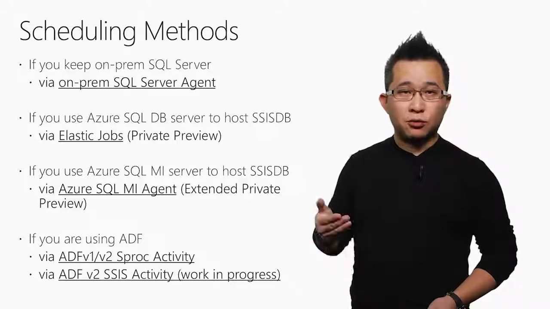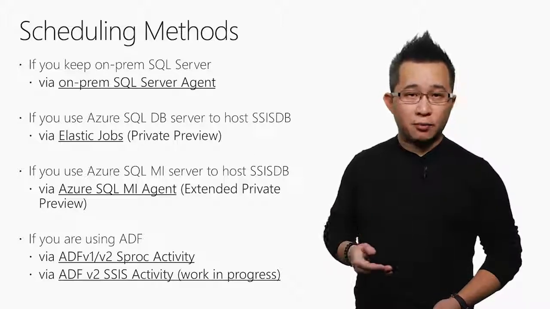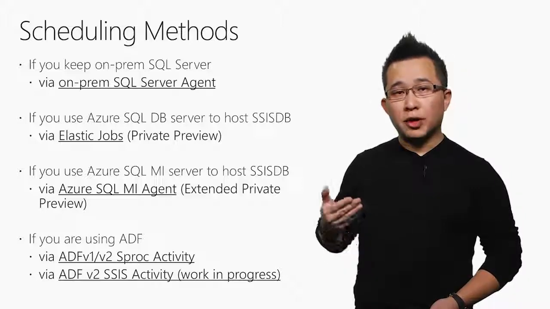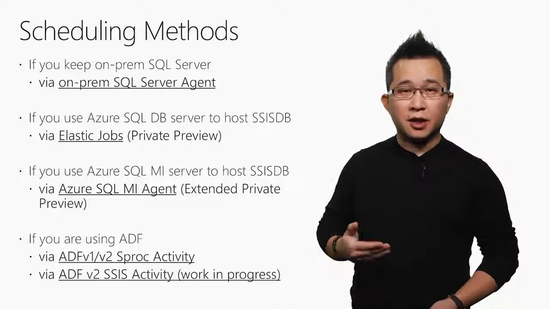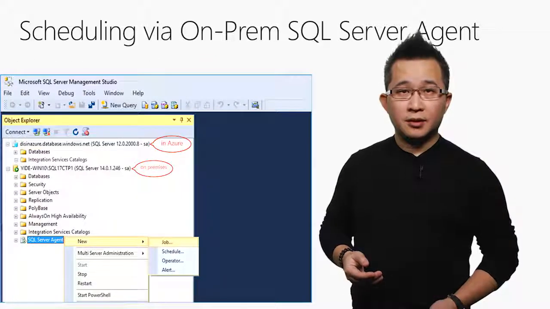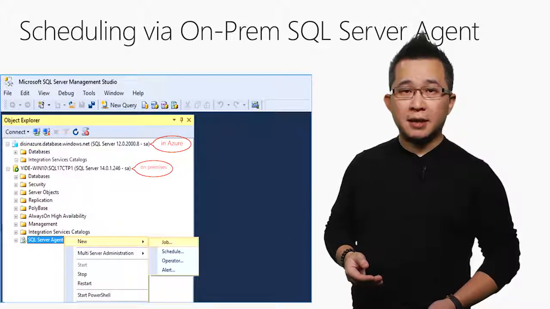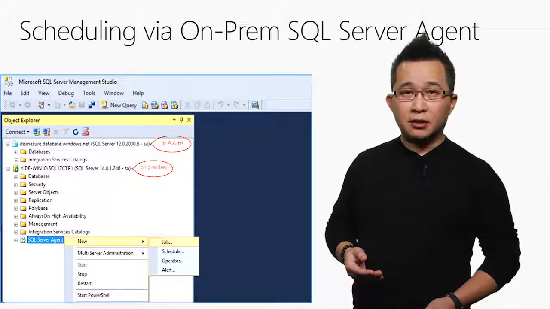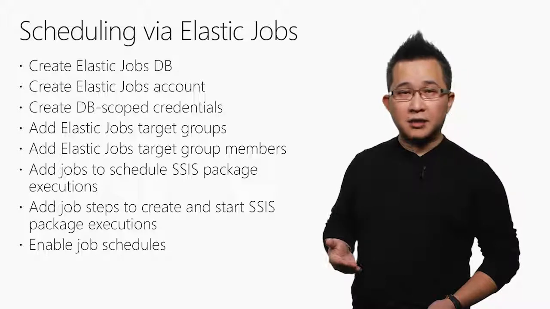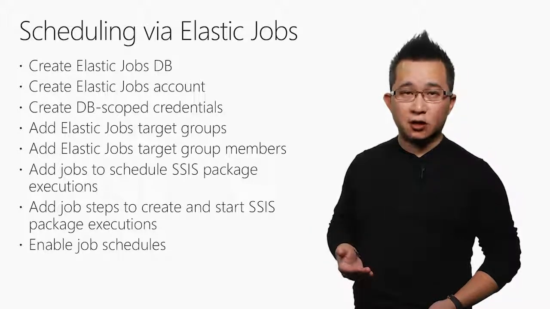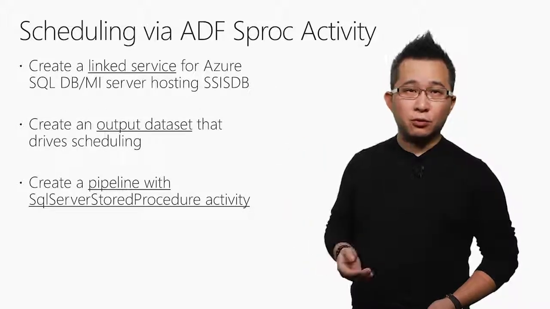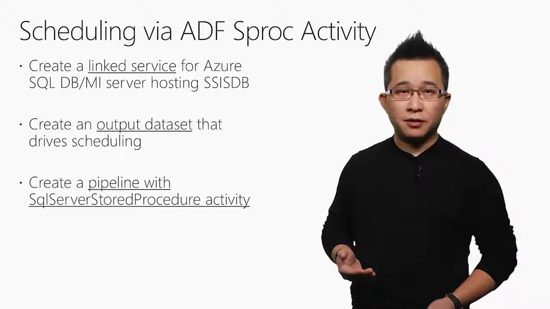Last but not least, you can also use ADF to schedule your SSIS execution, either using the stored procedure activity, or in the future, we're going to provide an SSIS activity that you can use to directly schedule the SSIS execution. Here's an example of how you can use SSMS and the SQL Server Agent to trigger the execution. Here's a list of steps that you need to do if you want to use Elastic Job to do the scheduling. Here's a list of steps that you need to do if you want to use the ADF stored procedure activity to do the scheduling.